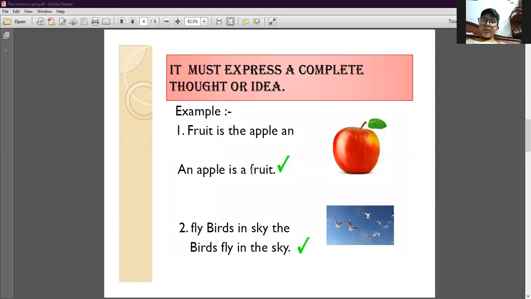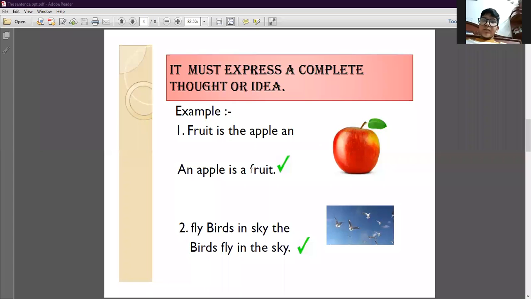Now, next is here. Now, student, you must understand that it must express a complete thought or idea. So, examples are given here. Now, let's take an example from the slide. Number one is here, fruit is the apple and. Now, student, have you understood it? No, because this group of words is not making any sense. Group of words तो है, but not making any sense.